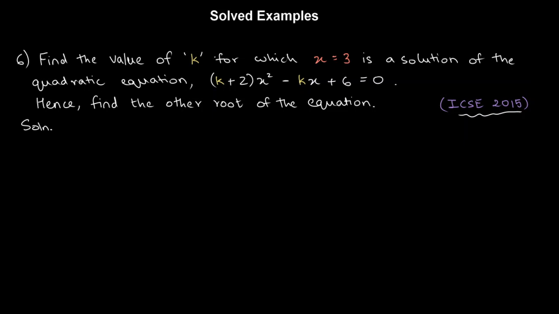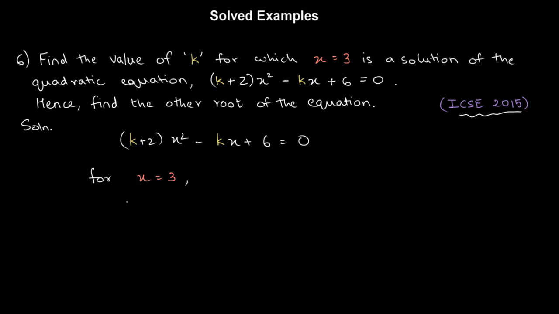Now, let's start by writing the question once again. We have (k plus 2) x square minus kx plus 6 is equal to 0. And they've given us that x is equal to 3 is a solution of the equation. Now remember, if something is a solution of the equation, it must satisfy the equation. That means if I substitute x is equal to 3 in the given equation, the left hand side and right hand side should be equal.